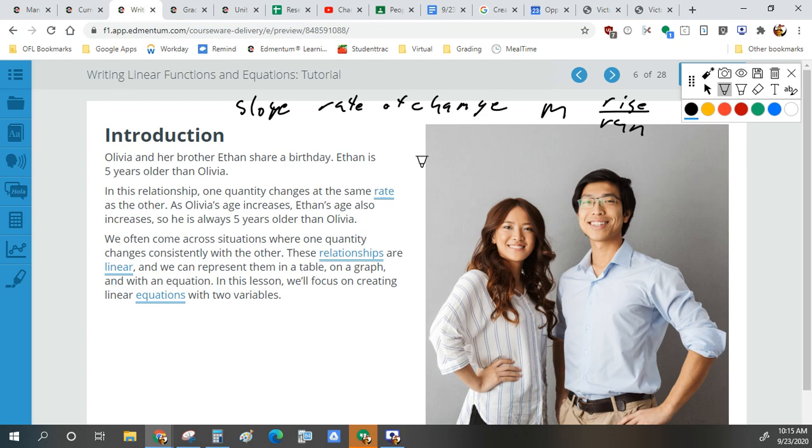In that one equation that we did on Brianna's brother, she sells cats for $30 and he already had $50. The $30 per cat is our rate of change. So that's our slope, 30 over 1.